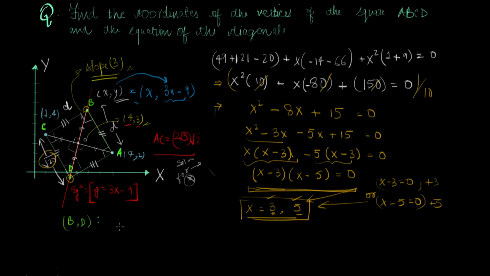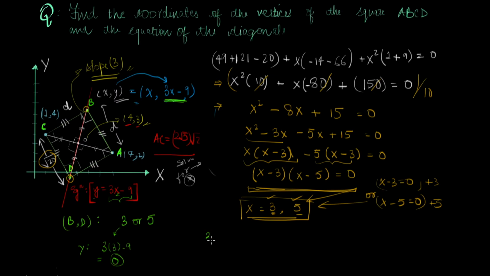So for point B or D, the x coordinate is 3 or 5. If it were 3, then the y coordinate would be found using this relation. Because remember, the points B and D always lie on the line y equals 3x minus 9. Therefore, if we know the x coordinate, we immediately get the y coordinate using the relation. So the y coordinate would be 3 times 3 minus 9, which should be 0, because 3 times 3 is 9, so this is 0.